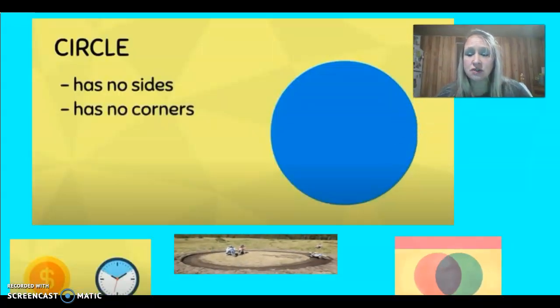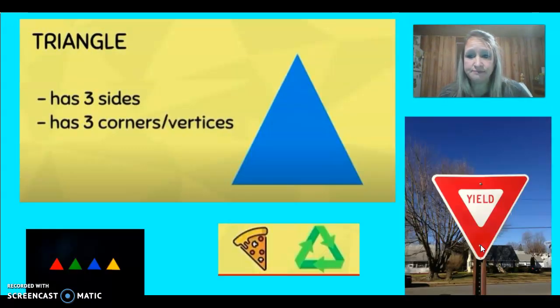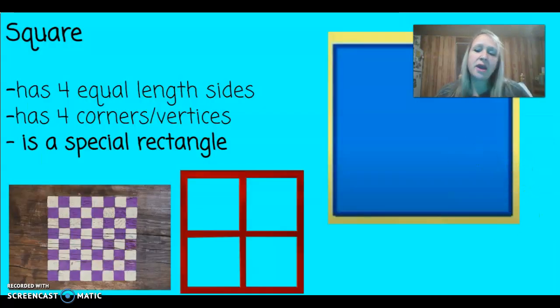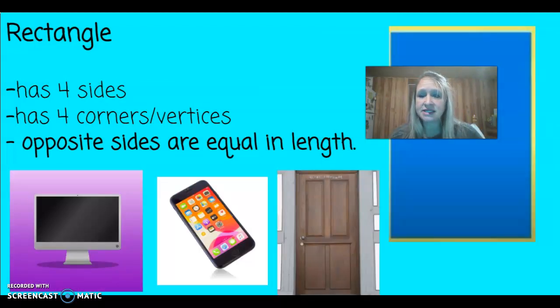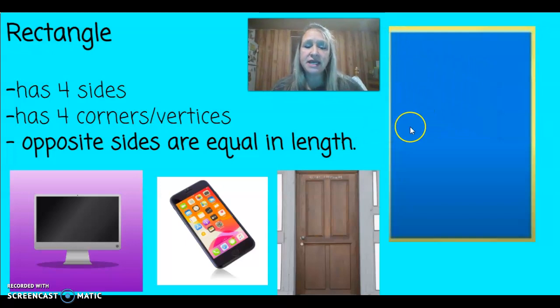Circle, say circle. A circle has no sides and no corners. Triangle, say triangle. A triangle has three sides and three vertices. Square, say square. A square has four equal length sides, four vertices, and is a special rectangle. Rectangle, say rectangle. It has four sides, four vertices, and the opposite sides are equal in length.